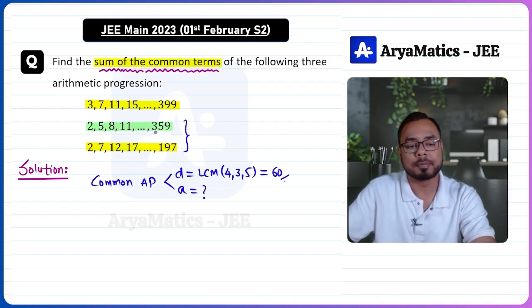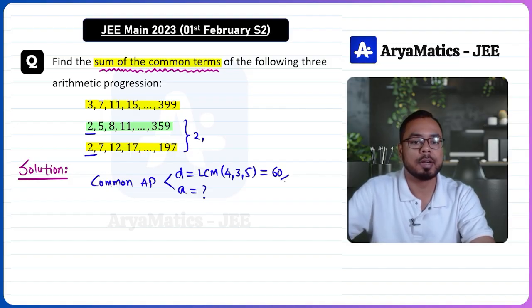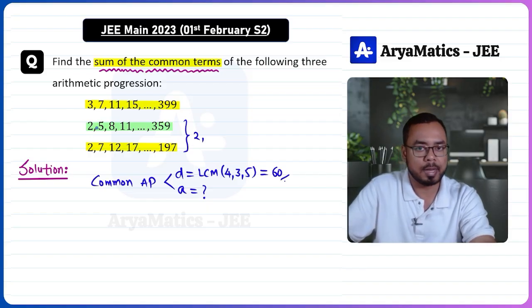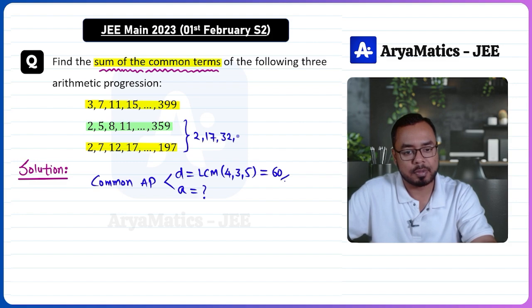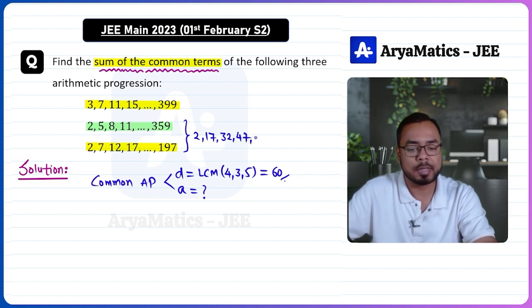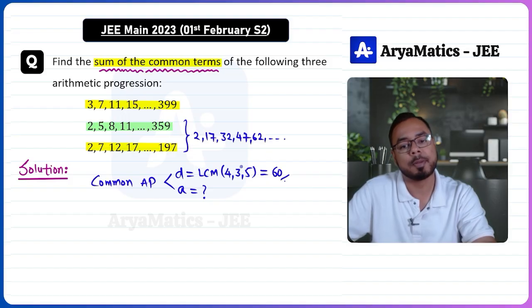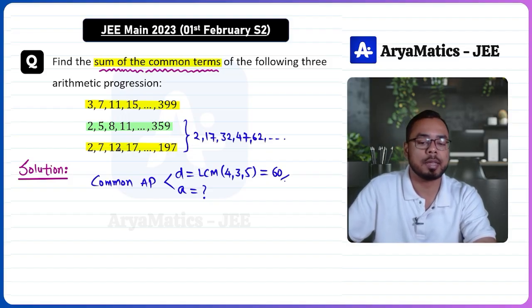For example, let us consider the second and third AP. The first common term is 2. For the second AP, the common difference is 3, and for the third, the common difference is 5. The LCM of 3 and 5 is 15. So the next common term will be 2 plus another 15, that is 17. Similarly, 17 plus 15 is 32, 32 plus 15 is 47, 47 plus 15 is 62, and so on. So these are the common terms of the second and third AP.